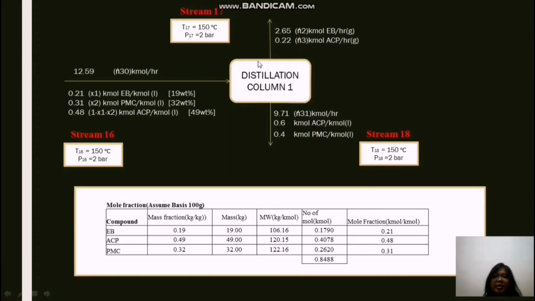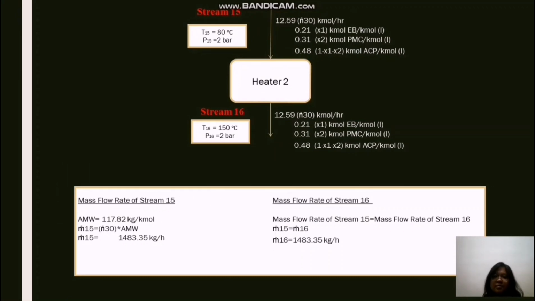Next, we move on to the distillation column. First of all, we write the known value, which is N31, that we get from the previous apparatus. Then, from the question, we can get the mass fractions of stream 16. We convert the mass fractions to mole fractions by assuming a basis of 100 gram. After we get the mole fractions of stream 16, we can do our calculations by using EB, PMC, ACP mass balance. After we get all the mole flow rates of every stream, we can calculate the mass flow rate at every stream. For heater 2, as stream 15 and stream 16 are the same, we can conclude that the mass flow rate of stream 15 is equal to the mass flow rate of stream 16.